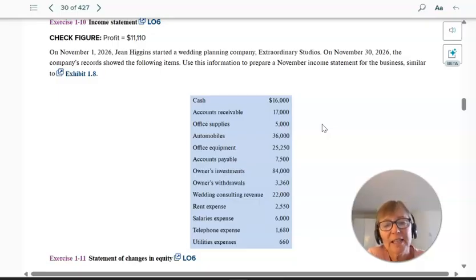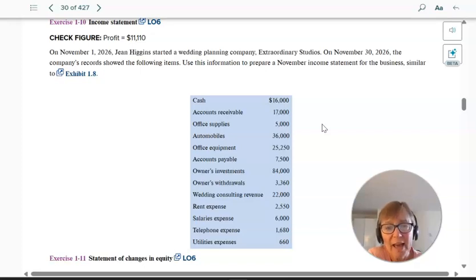So again, it's not telling you you have to use all of the accounts in this first statement, only the ones that are relevant. So we know that in an income statement, we have revenue minus expenses. So I think the first thing we should do is go through the accounts and figure where they belong, just like we did in exercise 1-7, and then there won't be any confusion.